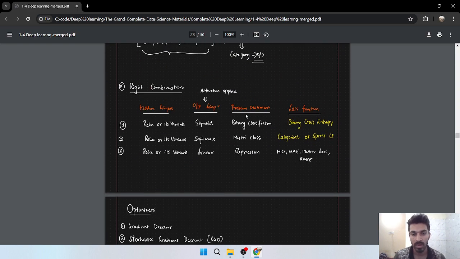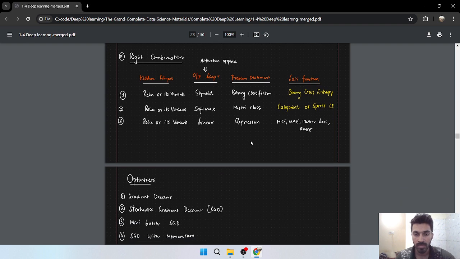If you are solving a binary classification problem, then in the output layer we have to apply a sigmoid activation function, and in between we apply ReLU, or leaky ReLU or ELU. If you are solving a multi-class classification, then in the output layer we use a softmax activation function, and in between we can use ReLU, PReLU, or leaky ReLU. If you are solving a regression problem, then we use a linear output layer, and in between we mostly use the ReLU activation function.